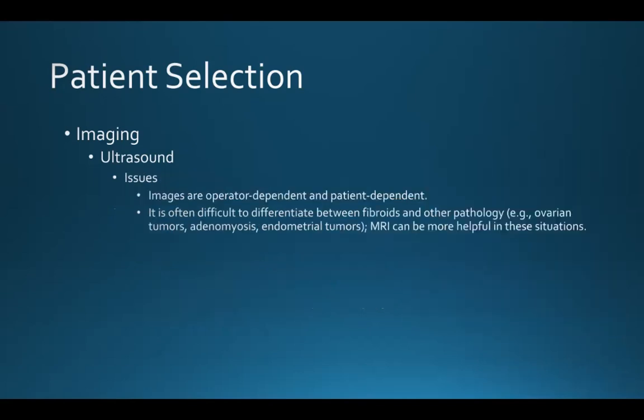The problem with ultrasound is that the images are operator-dependent and patient-dependent, and it can be difficult to differentiate between fibroids and other pathology, such as ovarian tumors, endometrial tumors, and adenomyosis. An MRI can be more helpful in these situations.